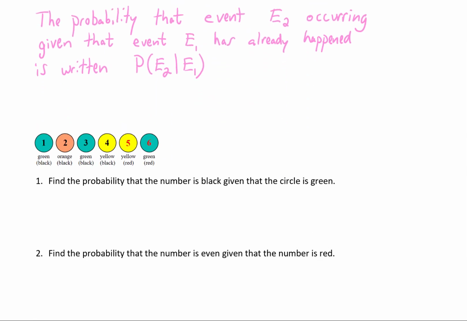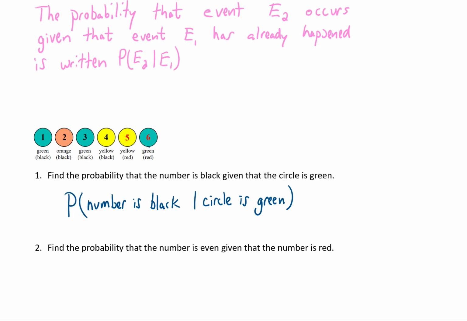So we're given these 6 circles. Each number is either colored black or red. Each circle is either colored green, orange, or yellow. And we want to find the probability that the number is black given that the circle is green. Well, first let's write the notation. We want to find the probability that the number is black given that the circle is green. There are going to be a lot of ways to do this, but one way to do it is to start by assuming that the circle is green.